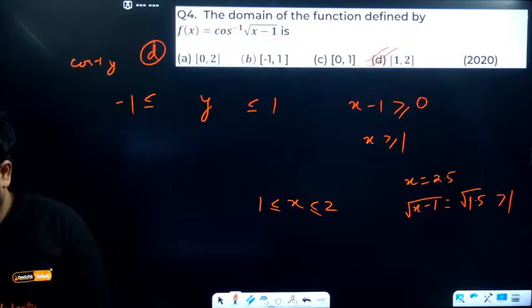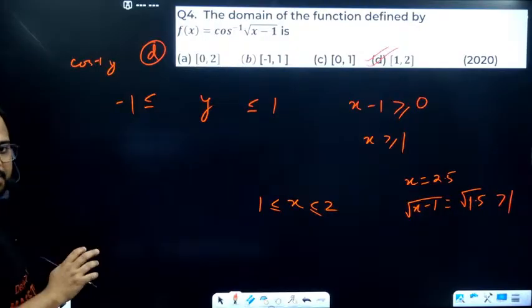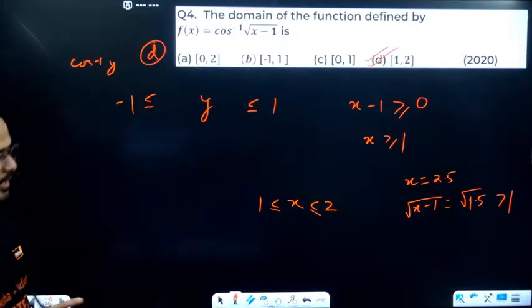Any doubt in this part? No, right? Great.